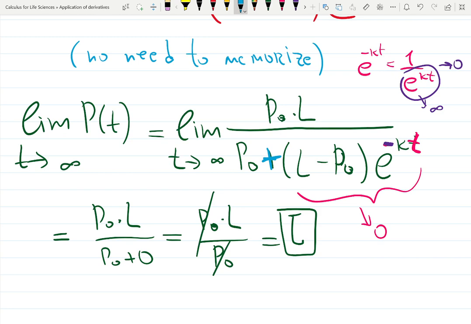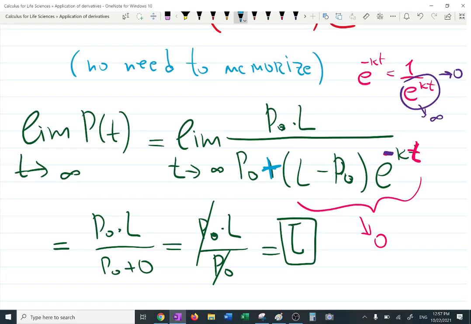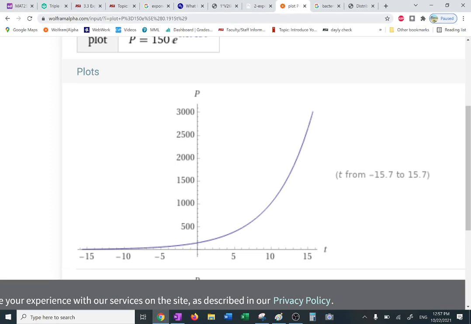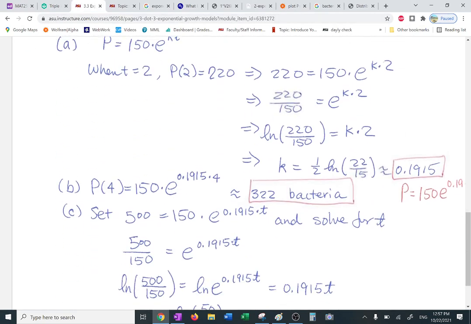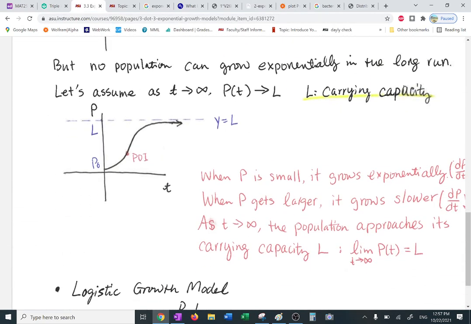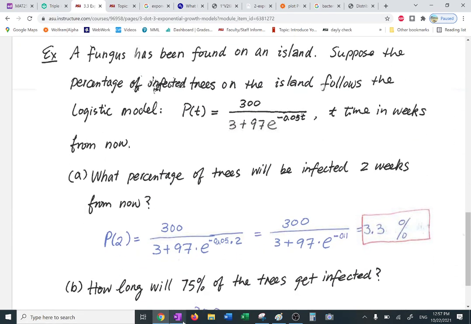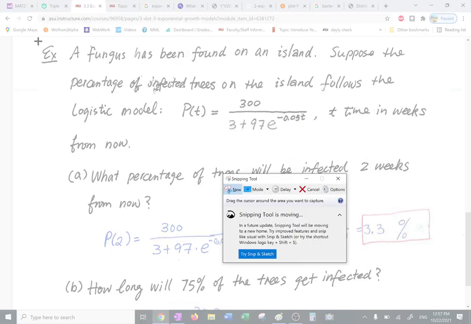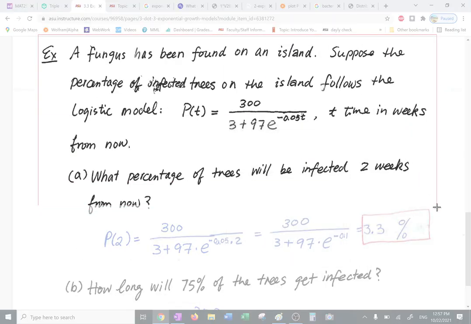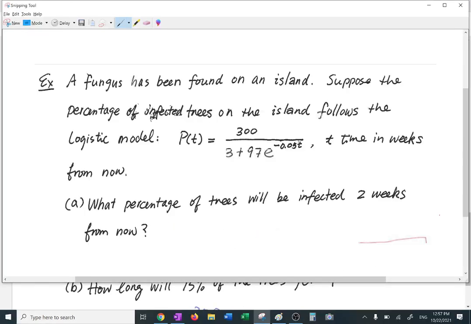And a very nice example about fungus. Look at that. That makes sense, because I'm not surprised that fungus has exponential growth, but fungus does have restrictions. So a fungus has been found on the island. That's a very nice, fun example.